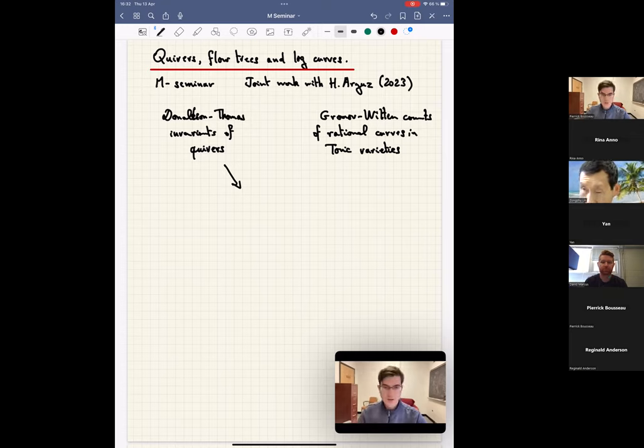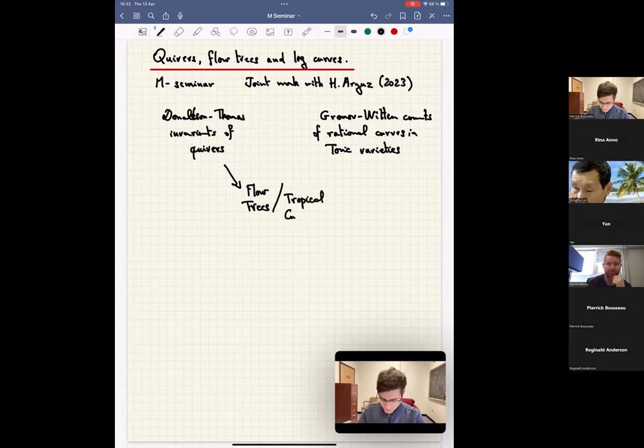So essentially on the Donaldson-Thomas side, there will be a wall-crossing story whose combinatorics can be captured by flow trees, by some appropriate trees. And the point will be that these flow trees can be reinterpreted in terms of tropical curves. And then these tropical curves will be a tropical version of the algebraic curves counted on the Gromov-Witten side.